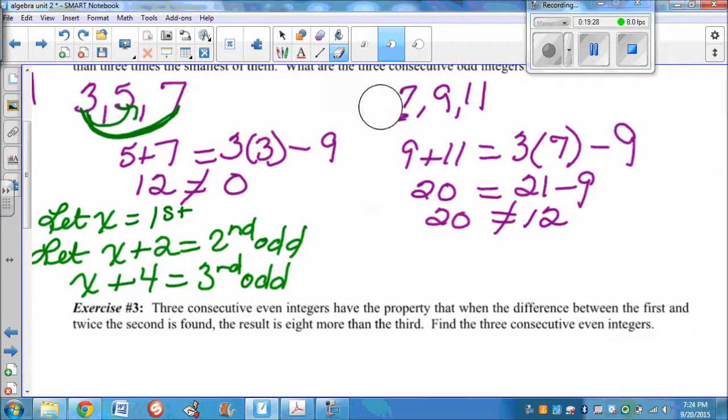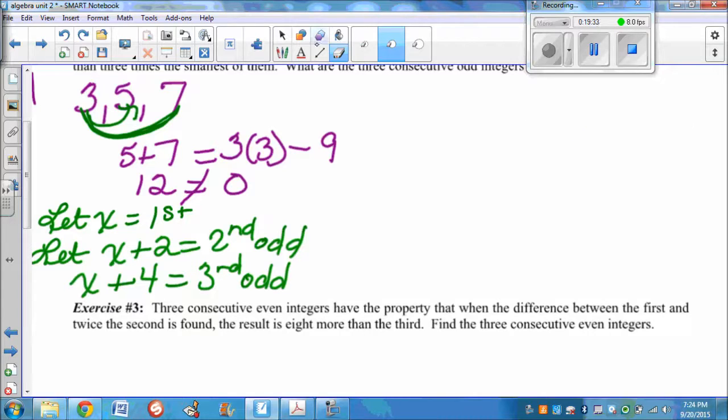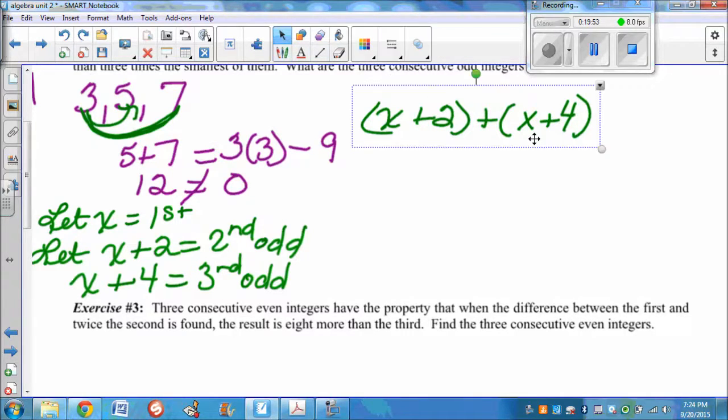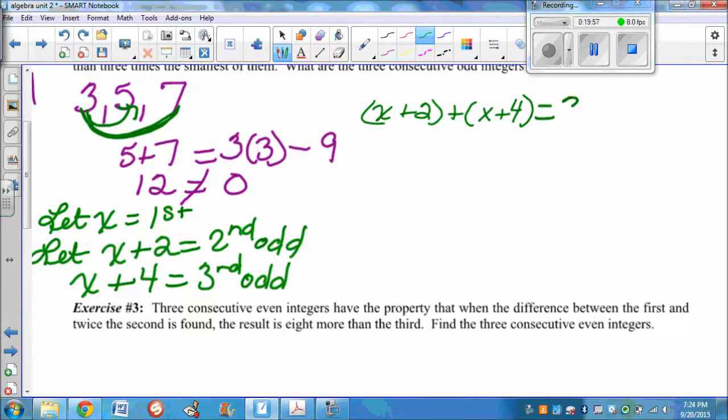So I'm going to erase this so we've got some space here. And now let's do exactly what we did when we were playing around with the numbers. It says the sum of the larger 2. X plus 2 is the middle number, plus x plus 4 is my largest one. The result is 3 times the smallest, so 3 times x, 9 less, minus 9.